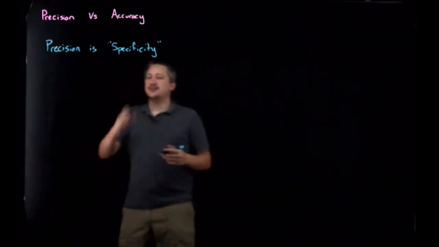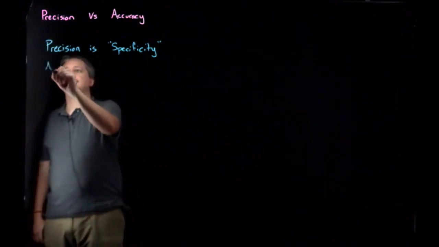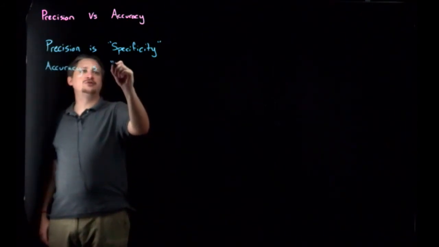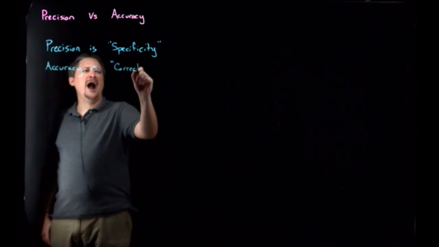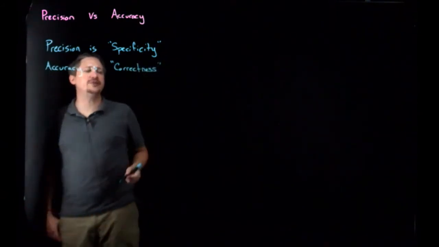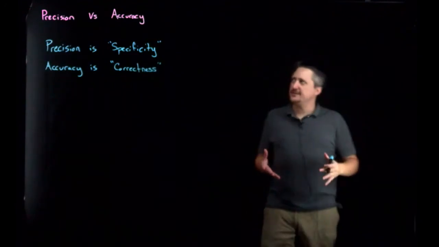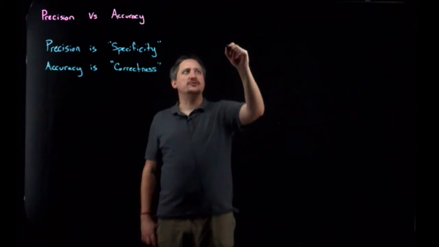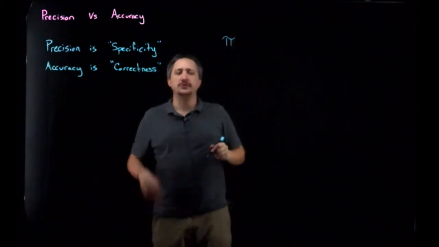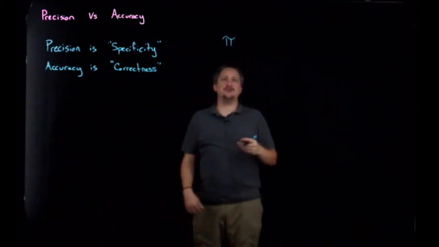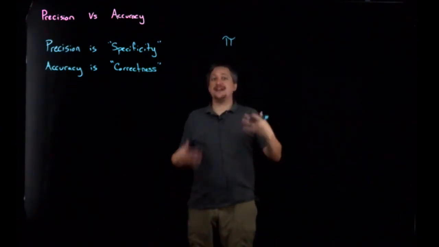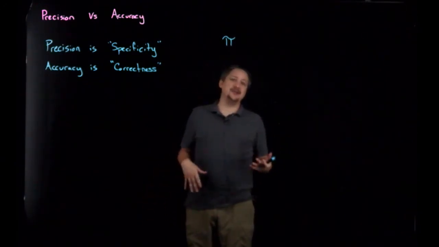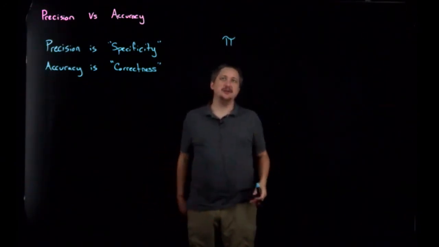So accuracy, on the other hand, is sort of correctness. Again, these are sort of vague words, but I think this is easier to see with an example. So let's think about pi, which is historically a good thing to use here, because one has tried to calculate this in a number of ways that were precise and not accurate, accurate and not precise, and some combination therein.